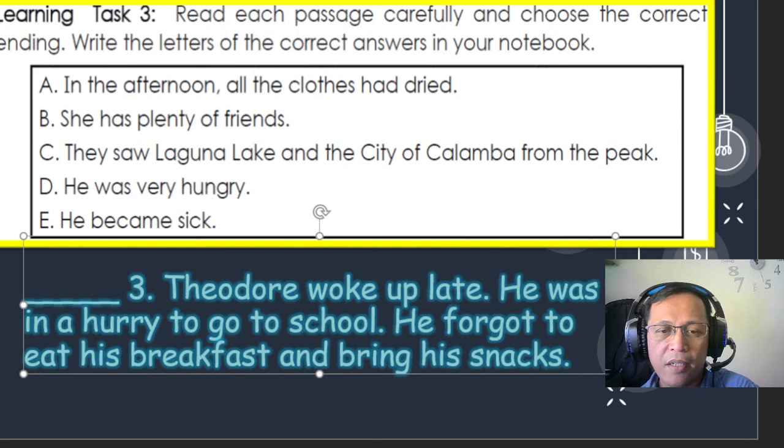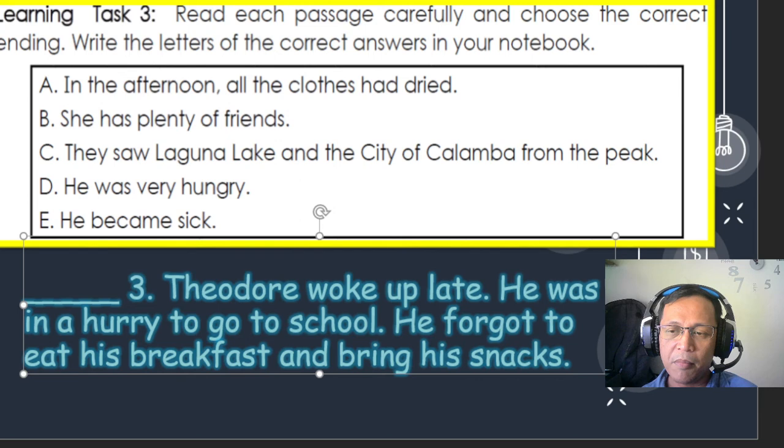Theodore woke up late. He was in a hurry to go to school. He forgot to eat his breakfast and bring his snack. What would be the possible ending? Is it A, in the afternoon all of the clothes were dry? Letter B, she has a plenty of friends. Letter C, they saw the Laguna Lake and the city of Calamba from the peak. Letter D, he was very hungry. And letter E, he became sick.